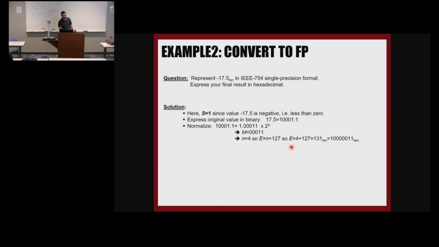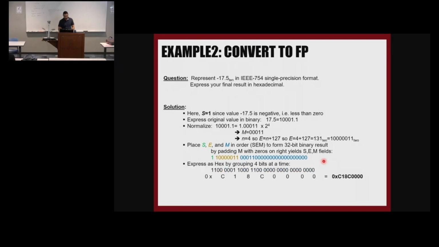N is equal to 4. So we get 131. We convert it to binary. We have the exponent right there. And the mantissa is whatever we have on the right side of the binary point. Then we put everything together as a binary number. We have 1, exponent, mantissa, and a bunch of zeros until we get 32 bits. And then at the very last step, we have to convert this binary representation to hexadecimal representation. Does that make sense?